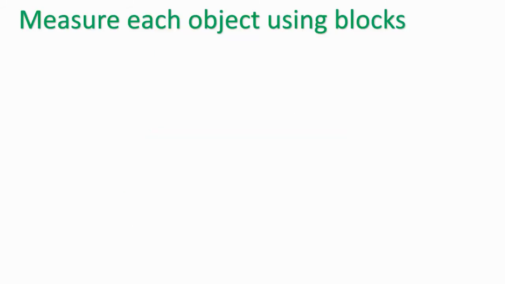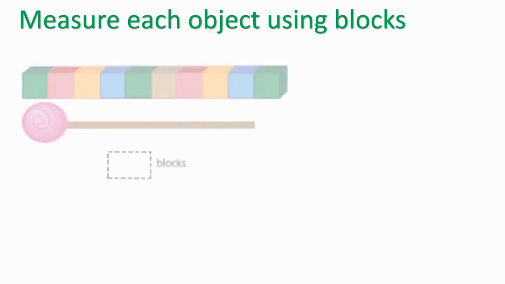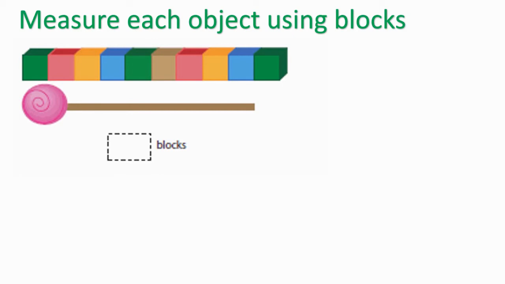Now let us measure objects using blocks. Count with teacher. 1, 2, 3, 4, 5, 6, 7, 8, 9, 10. So students, the length of the lollipop is equal to 9 blocks.